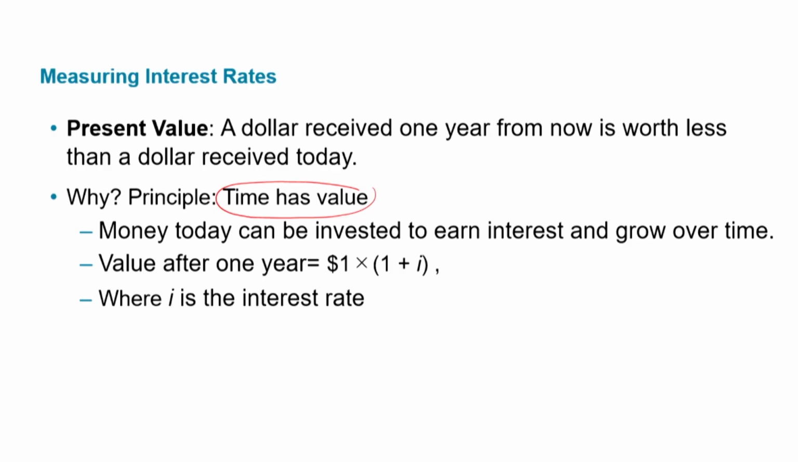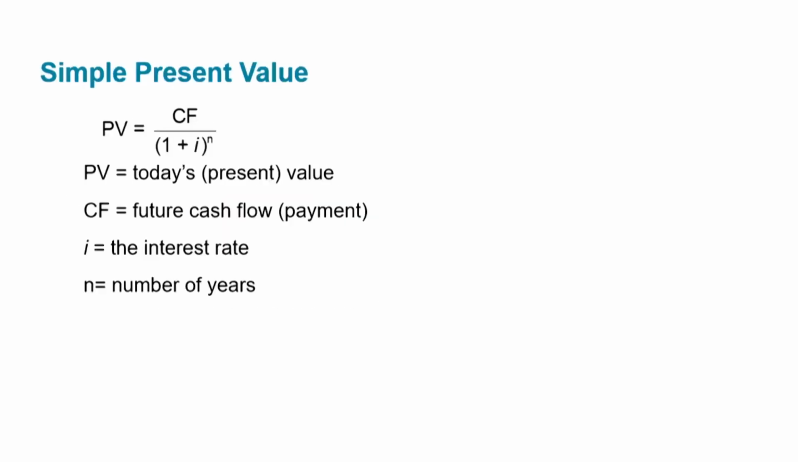So the value after 1 year, if you invest $1, is going to be $1 times 1 plus I. Now, in order to calculate the present value from the formula that we discussed 2 slides back, initially we defined CF equal to PV times 1 plus I raised to n. So now the PV can be redefined as PV is equal to CF, the future cash flow, divided by 1 plus I raised to n.